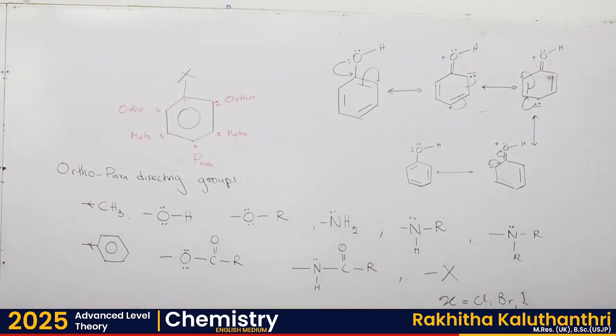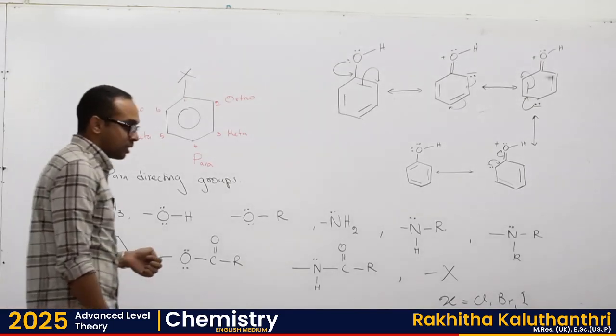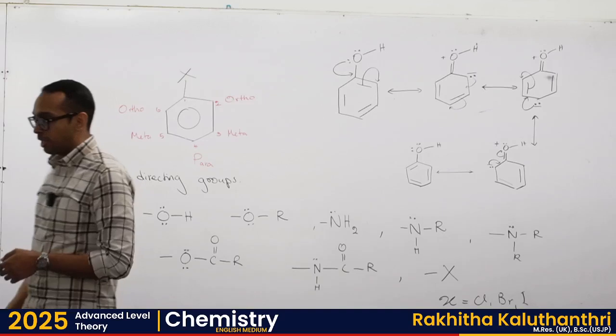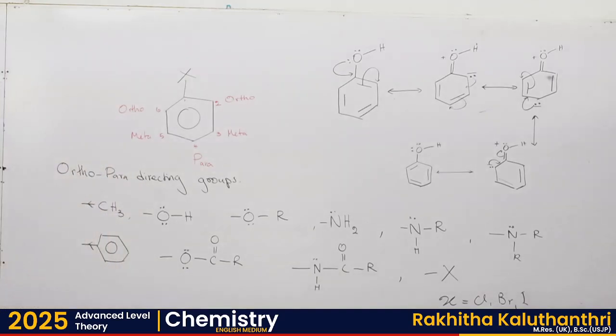How the ring activation takes place is explained in the previous sentence. A lone pair gets delocalized into the benzene's delocalized electron cloud, and this causes an increase in electron density in the benzene ring. That is an activation. Now we see what that activation does.